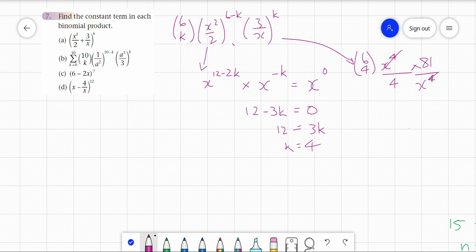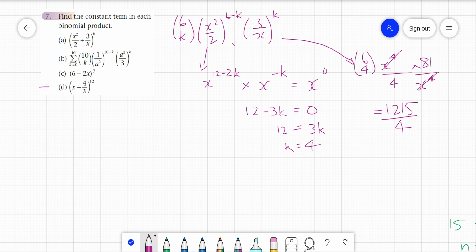So yes, it does give you a constant term, and that constant term is, what is 6 choose 4? That is 15, so we've got 15 times 81, and we're dividing by 4. So we get 1215 on 4, or you can write a decimal, but that's what we get for that. So let's have a look at our D, I think I said.